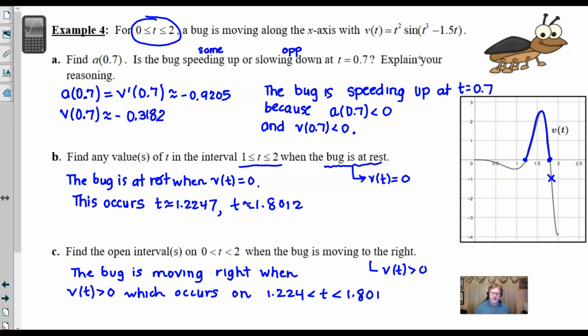And as you expand your knowledge of calculus, maybe you move into a Calc BC course or a Calc 2 course later on, you're going to do even more with motion. So anyway, I hope this helps.